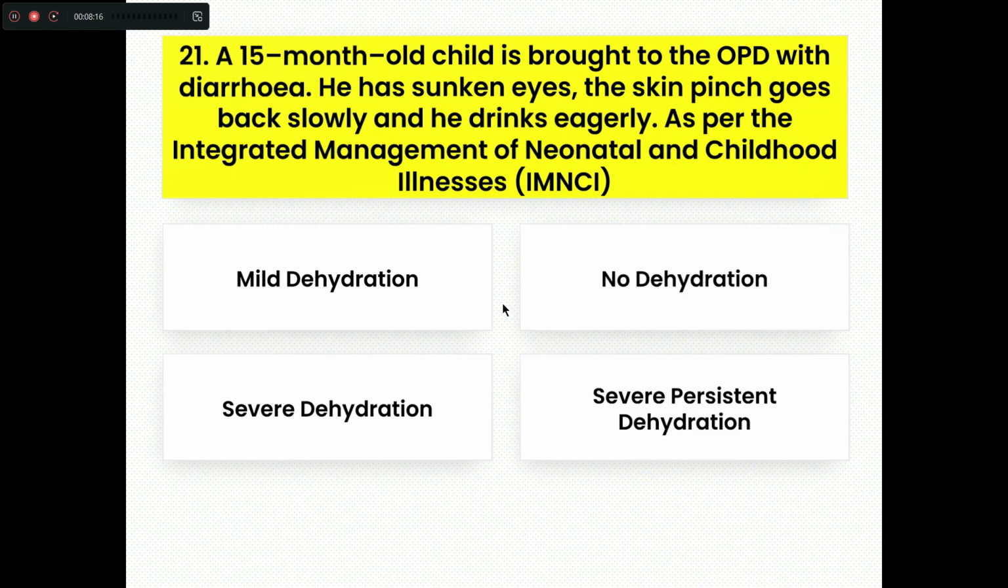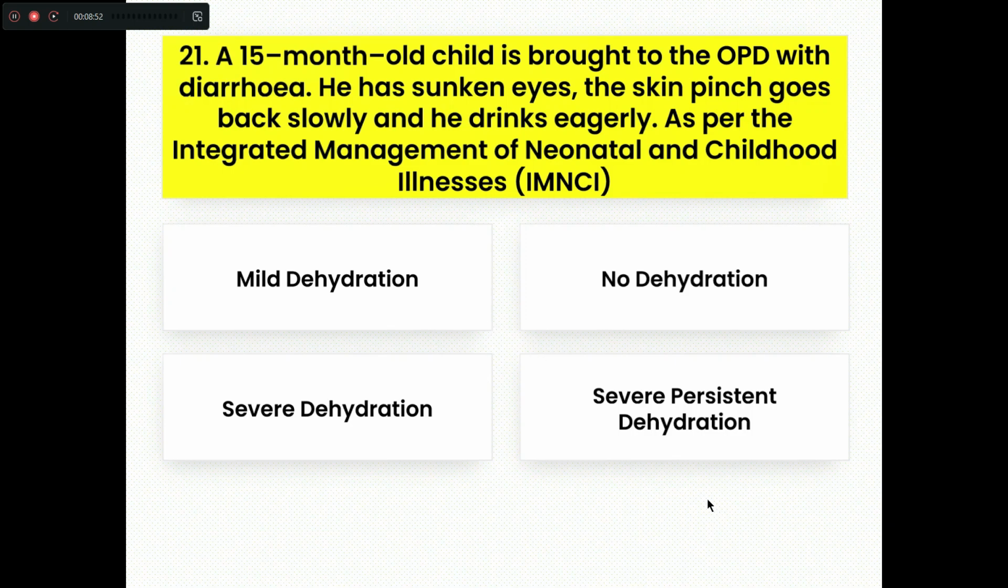Question number 21. A 15-month-old child is brought to the OPD with diarrhea. He has sunken eyes, the skin pinch goes back slowly, and he drinks eagerly. As per the integrated management of neonatal and childhood illnesses, this type of diarrhea is option A, mild dehydration, option B, no dehydration, option C, severe dehydration, option D, severe persistent dehydration.